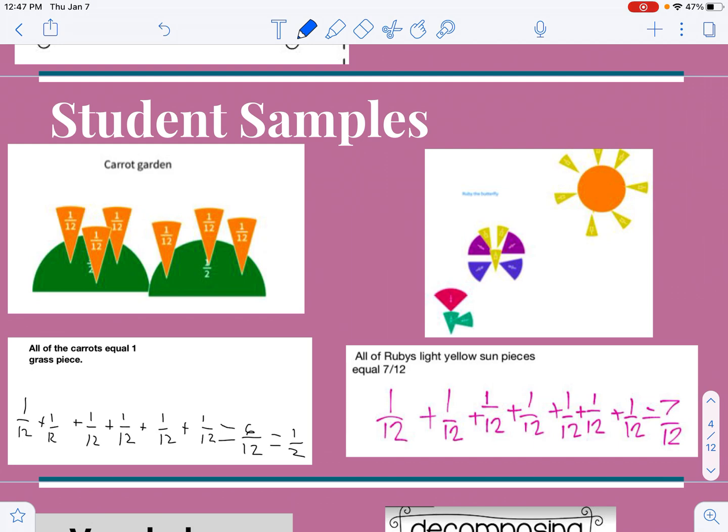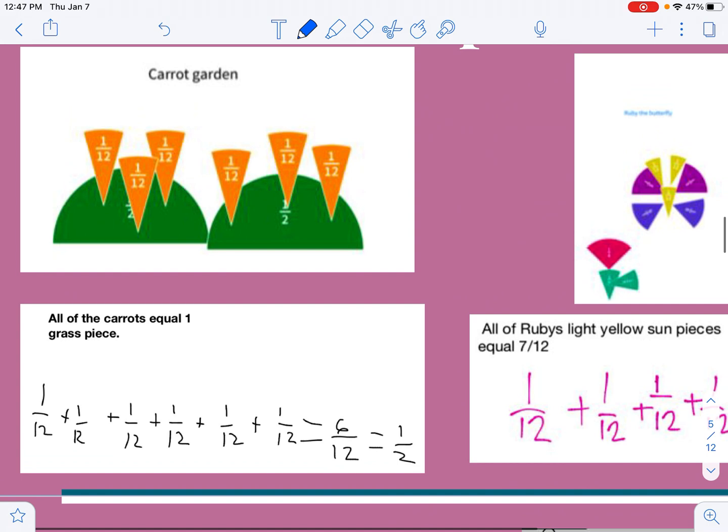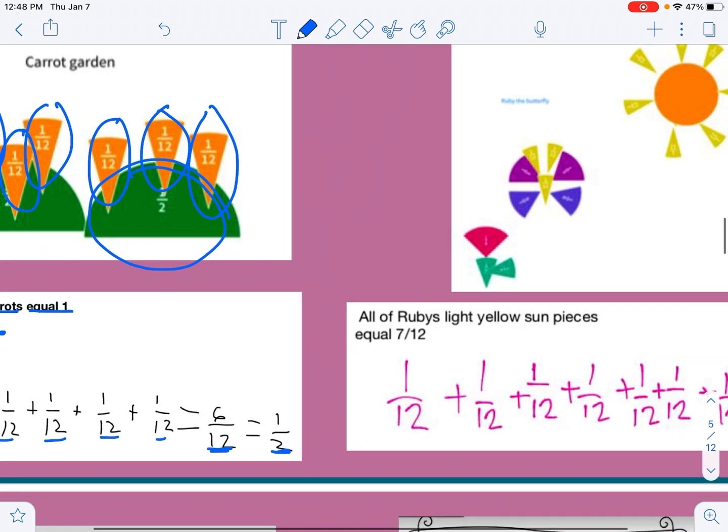So one of our classmates had a carrot garden as their fraction circle picture, and then they did 1/12 plus 1/12 plus 1/12 plus 1/12. They did it 6 times because they had 6 carrots to show that equals 6/12. They were even able to say that that's the same thing as 1/2. And 1/2 is the amount of a grass piece. So they said all of their carrots are equal to 1 grass piece. That was some really good fraction decomposition, what we're doing today.